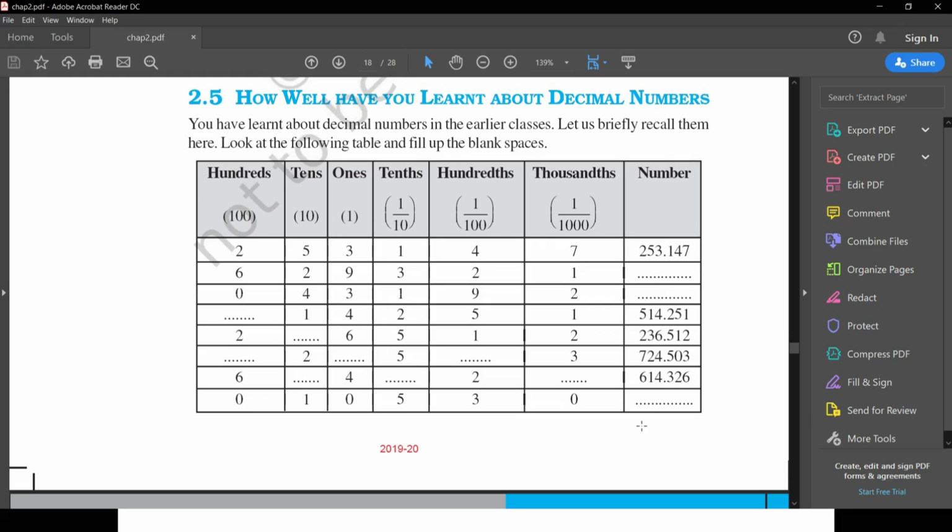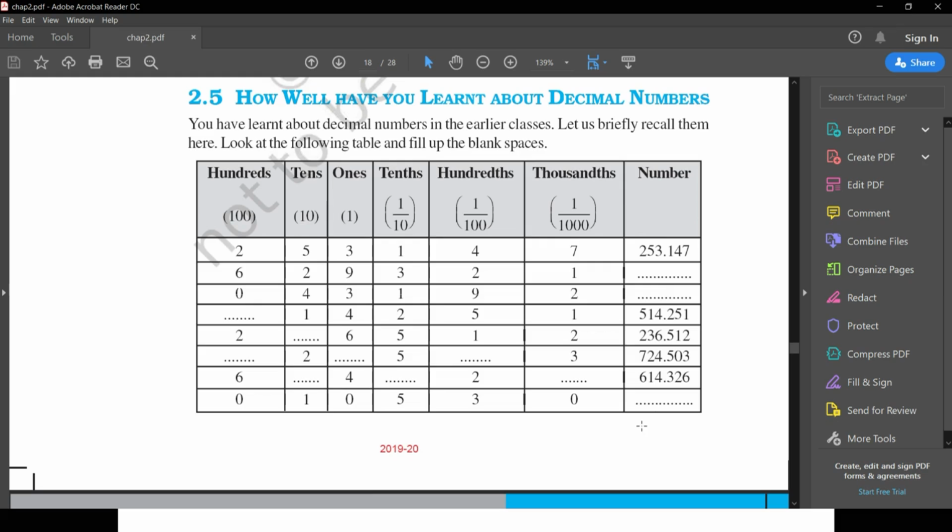Now you see the next number, 514.251. How can you arrange it in tabular form? In the thousandths place you can write 1, in the hundredths place 5, in the tenths place 2, in the ones place it will be 4, tens place 1, and what will be the hundreds place? Can you tell? It will be 5. So 514.251 can be written like this.